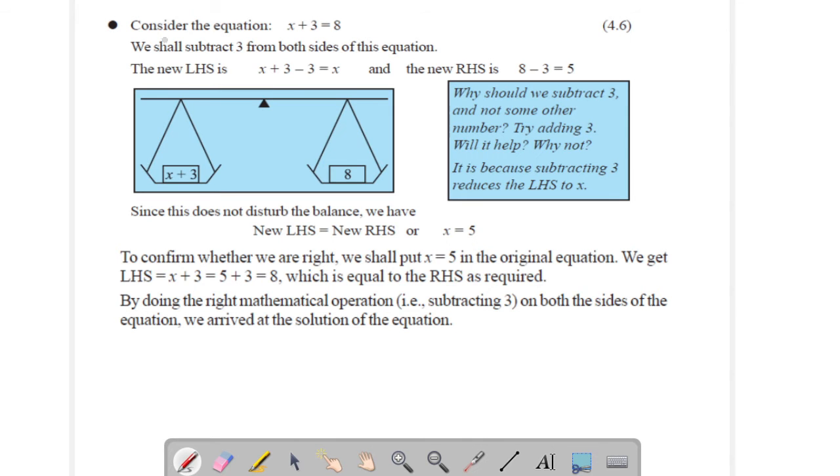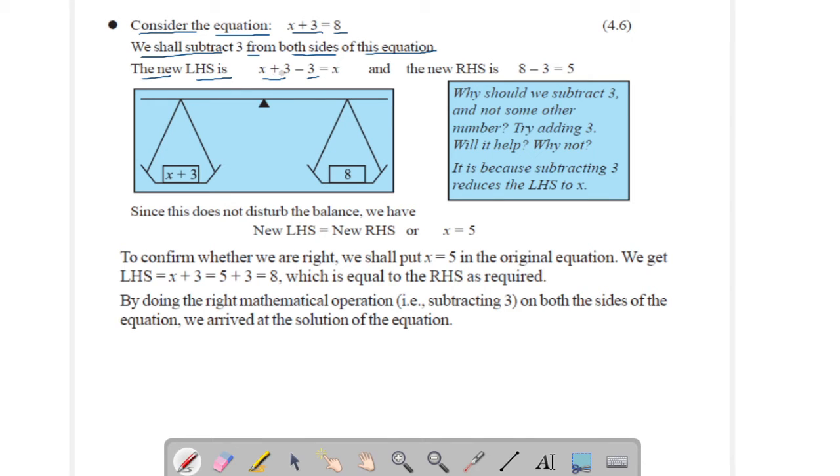Consider the equation x plus 3 equal to 8. Here we shall subtract 3 from both sides of this equation. The new left hand side is x plus 3 minus 3.